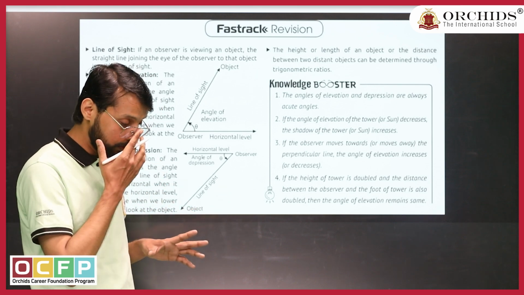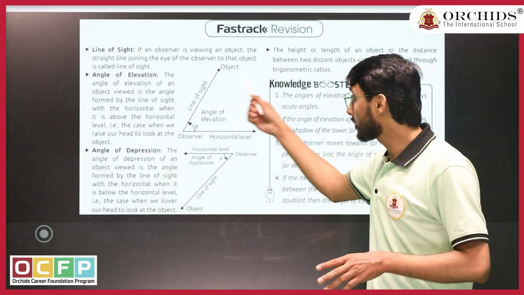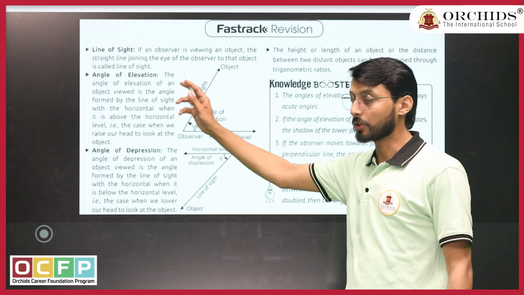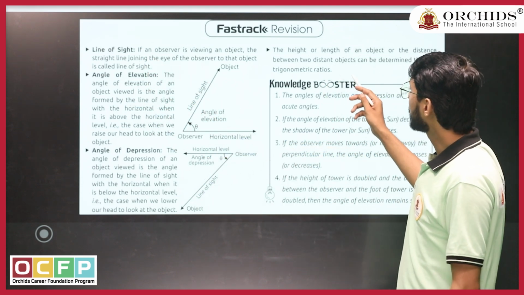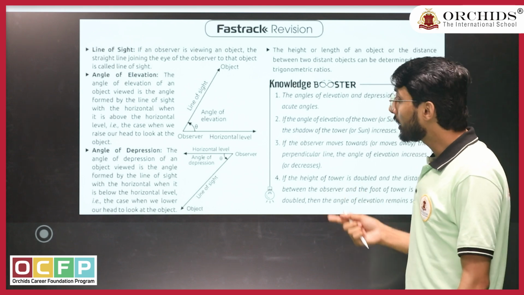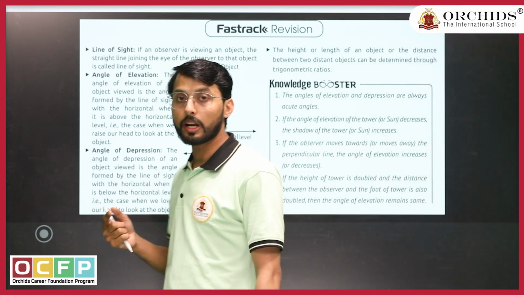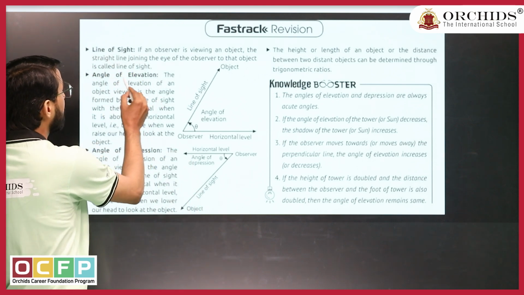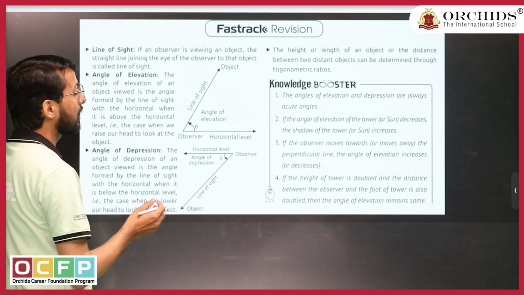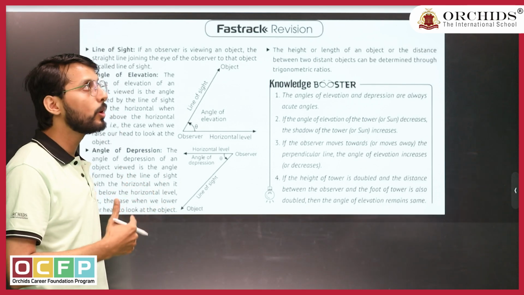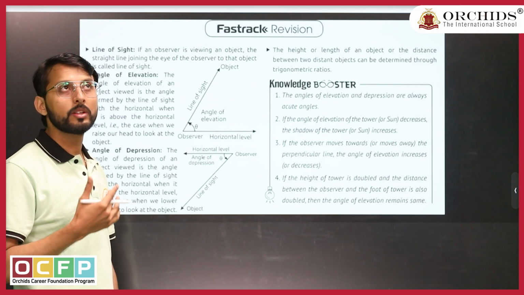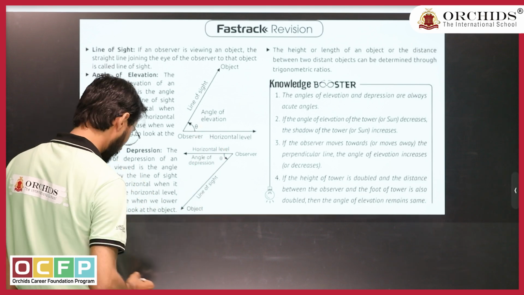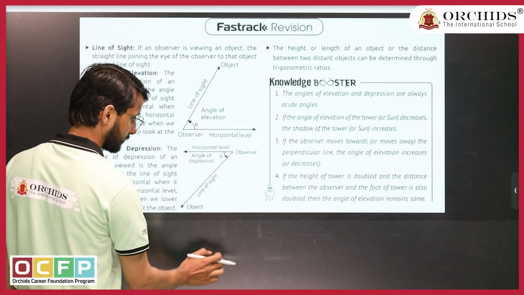What kind of question? Before jumping to the question, first look at this slide. What I have written is something known as line of sight, angle of elevation, angle of depression, and some knowledge booster I have kept. What is the meaning of line of sight, angle of elevation and angle of depression? Angle of elevation, by the name itself, elevation means from here I am looking upside, and depression means from up I am looking downside. So this angle they have written as angle of elevation.